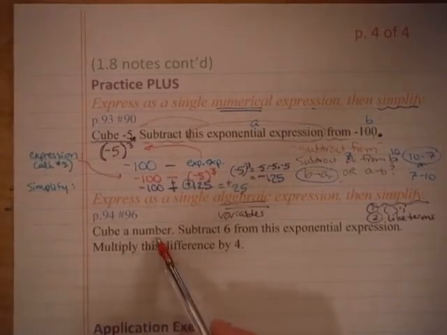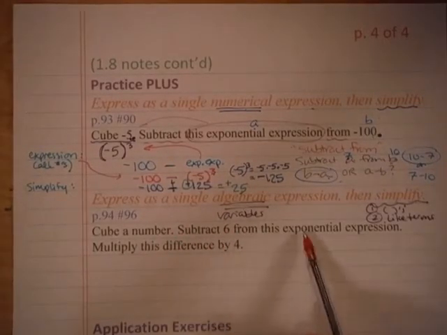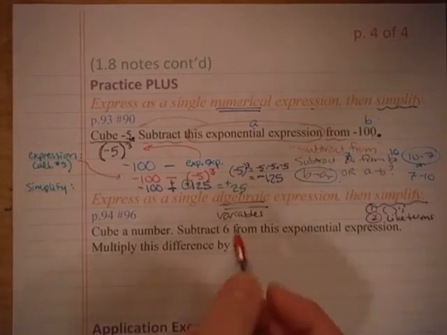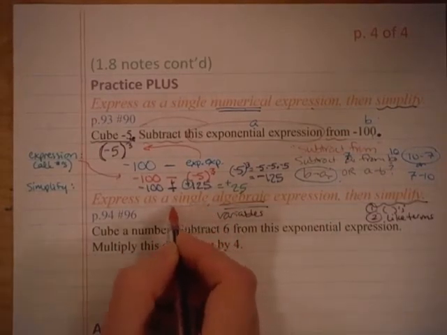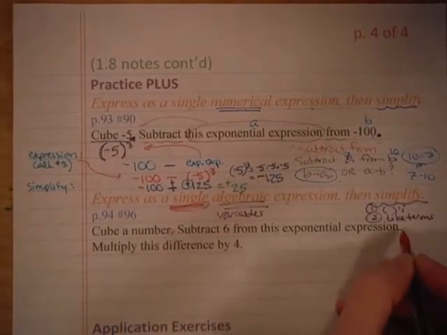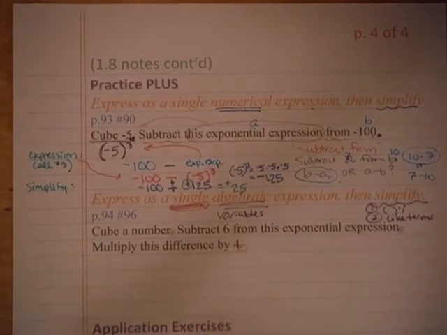Let's read. Cube a number, subtract 6 from this exponential expression, multiply this difference by 4. You can see now why they're talking about a single algebraic expression. We've got 3 different sentences here. Those could be translated into 3 separate expressions. And that might be how we start, and then we figure out how to combine it.